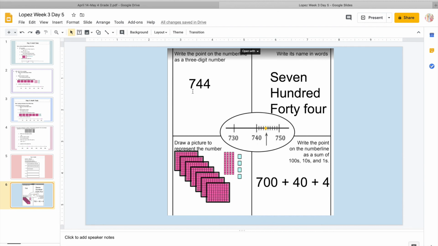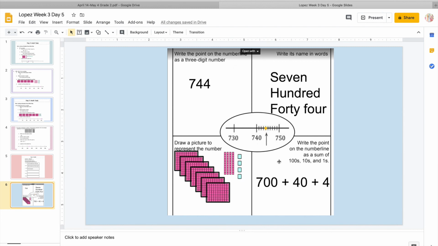Now we need to draw a picture to represent the number using our base 10 blocks. Here, there is a 7 in the hundreds column, so we have 7 hundreds blocks. There is a 4 in the tens column, so we have 4 10 bars. And then there is a 4 in the ones column, so we have 1, 2, 3, 4 ones. So we know this picture represents 744.